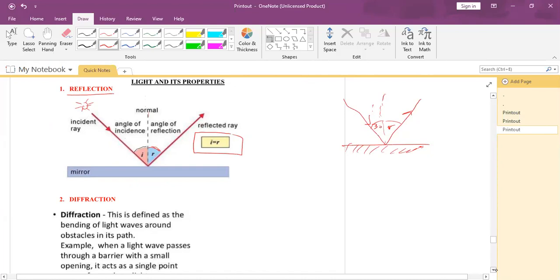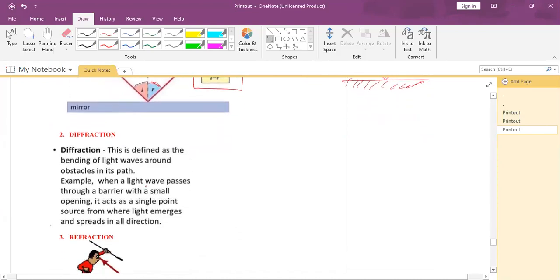Then light can also be diffracted. So I have diffraction of light, diffraction, okay. So diffraction, this is defined as the bending of light waves around obstacles in its path. Around obstacles in its path. Example, when a light wave passes through a barrier with a small opening, it acts as a small point source from where light emerges and spreads in all directions, right?